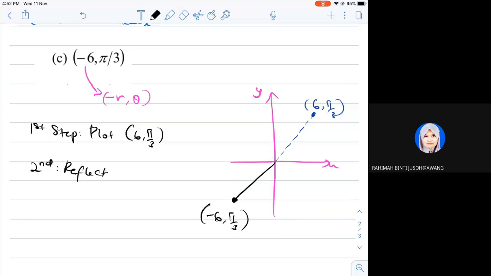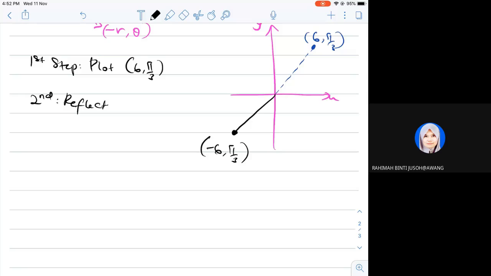Okay, guys, listen here carefully. If I ask you, what are the other notations for this coordinate, besides negative 6, pi over 3? We also can declare this coordinate as 6, 4 pi over 3, right? Do you agree with me? Yes. Okay. What else?